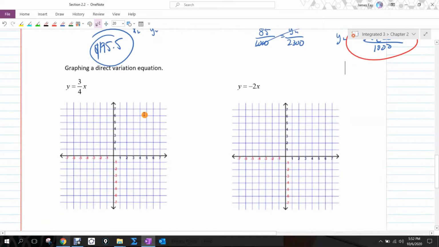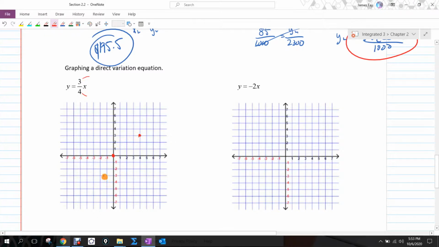It says graphing direct variation. This is pretty easy. Direct variation is always going to pass through 0, 0. So 0, 0 is going to be a point that we need. And then you can choose another point. Doesn't matter what it is. Those of you that understand slope already can use this. There's your rise and there's your run. So I can go up 3 and then over 4 and put my point there.